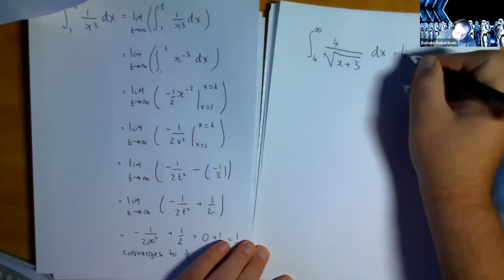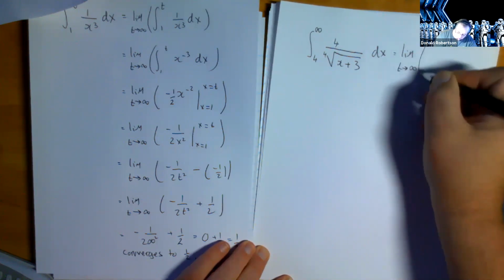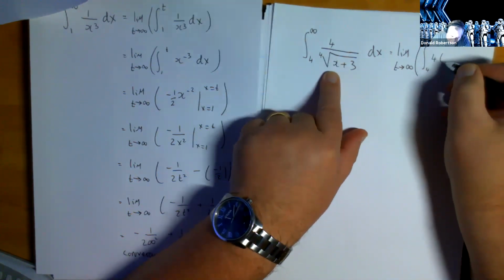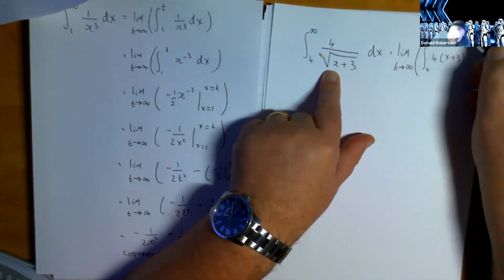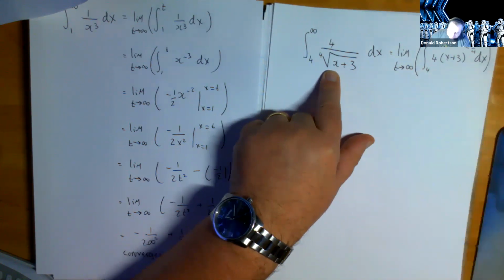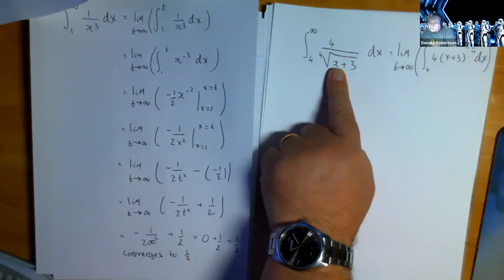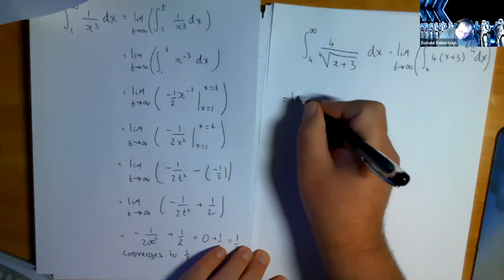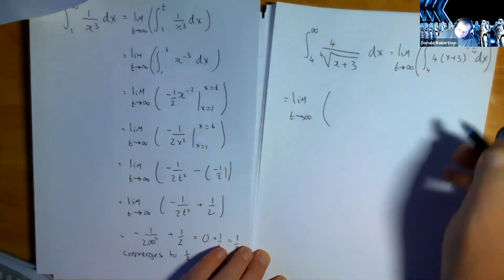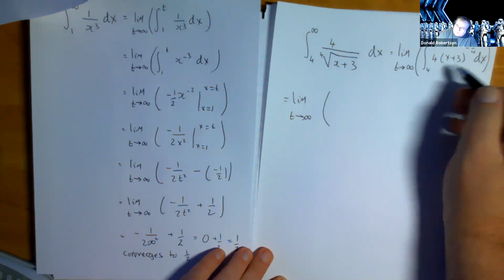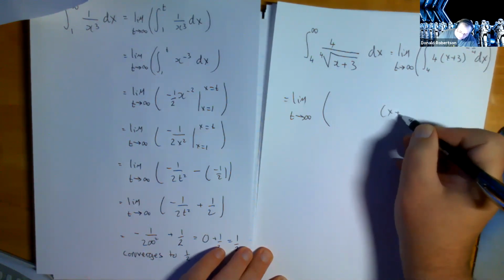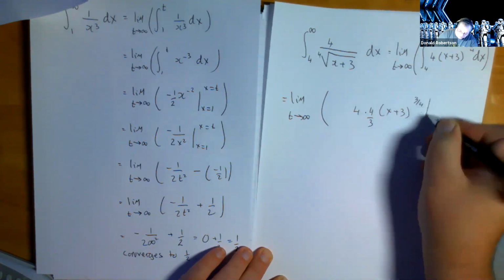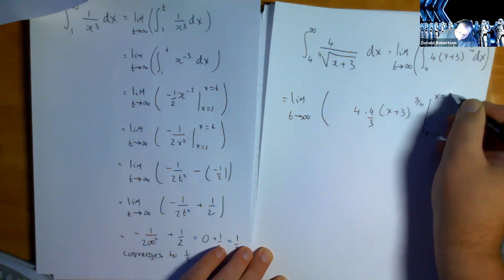Now that's going to become the limit as t tends to infinity of the integral from 4 to t. This is going to be converted into (x plus 3) to the negative 1/4. Are you happy about that fourth root being a negative 1/4 power? Makes sense? Okay. Now, you could do a u-sub on this, but if you use the linear shortcut method, you add 1 to the power, and then you divide by the new power. And now you can evaluate it from x equals 4 to x equals t.